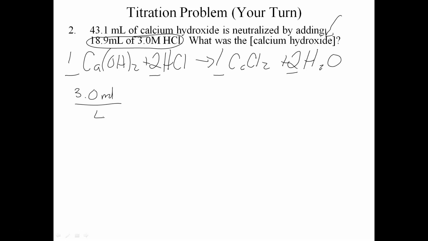Okay, so that's just simple Chem 1 stuff here. Multiply that by the liters of acid, so 18.9 milliliters turns into 0.0189 liters. And that gives us 0.057 moles of acid.